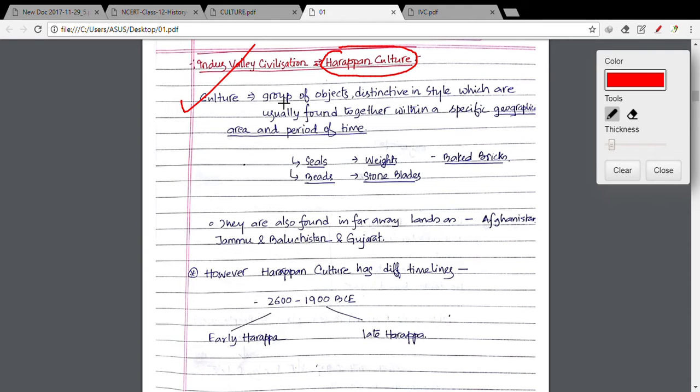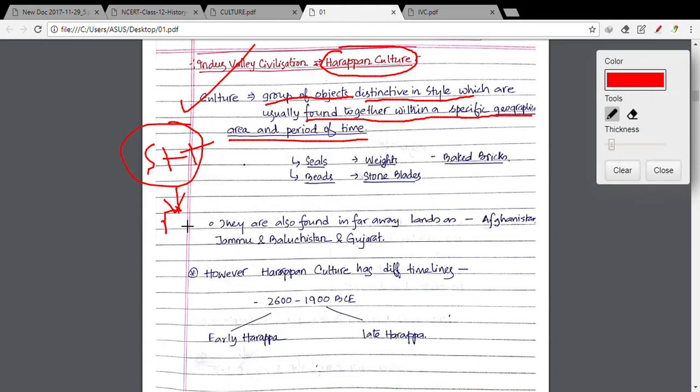Now, what is culture? Culture is a group of objects distinctive in style which are usually found together within a specific geographic area and a period of time. So, space as well as time, both are very important to define a culture. So space and time combined with distinctiveness in style. What are the examples from where we can find out the Harappan culture? There are the seals, the weights, the baked bricks, the stone blades, and the beads. They are also found in faraway lands such as Afghanistan, Jammu, Balochistan, and Gujarat.